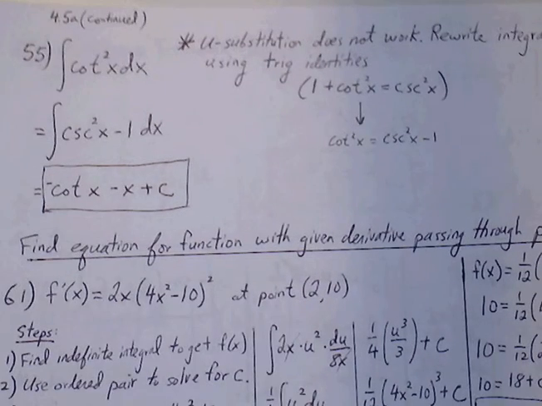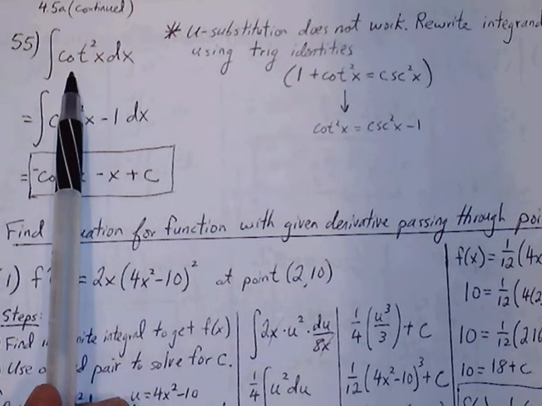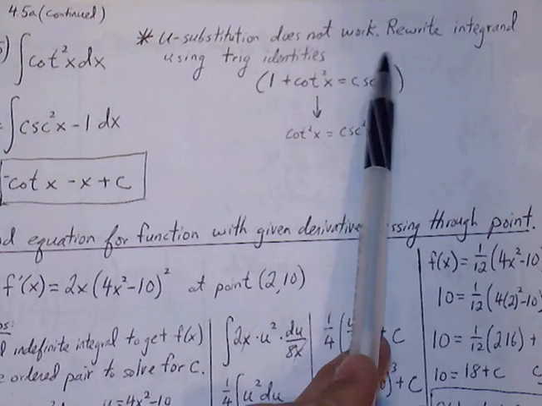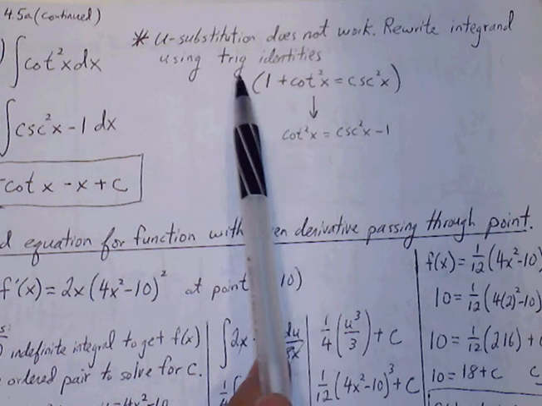All right, 55. We don't have a rule for the integral of the cotangent squared x, so U-substitution does not work. However, we can rewrite the integrand using trig identities.